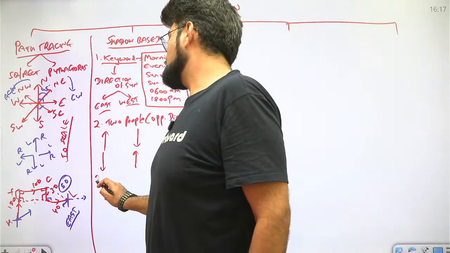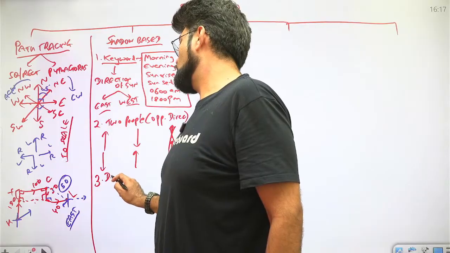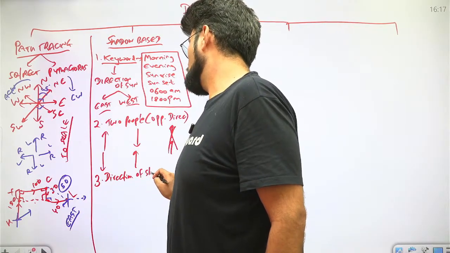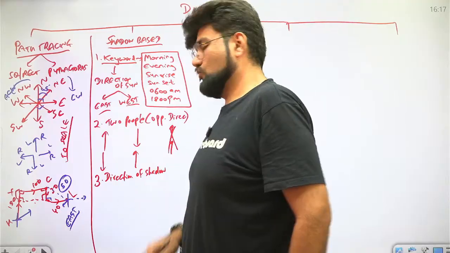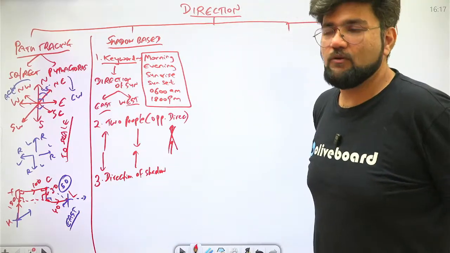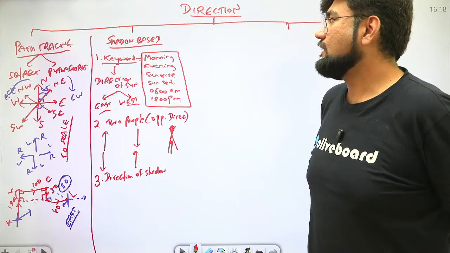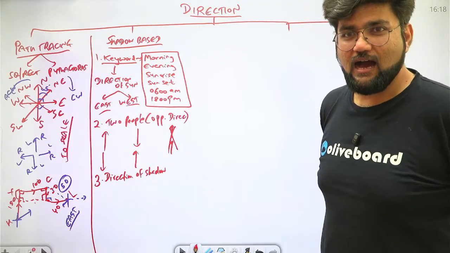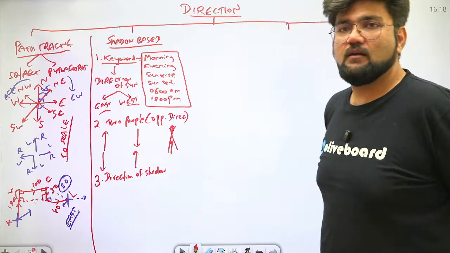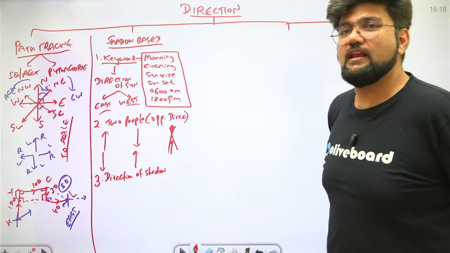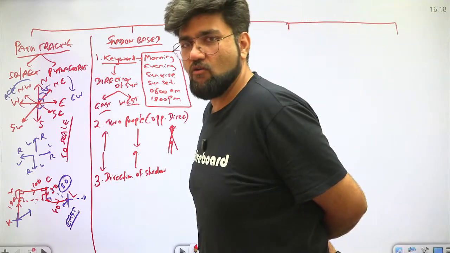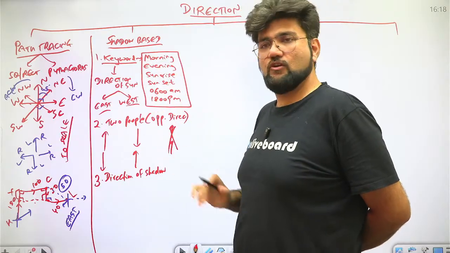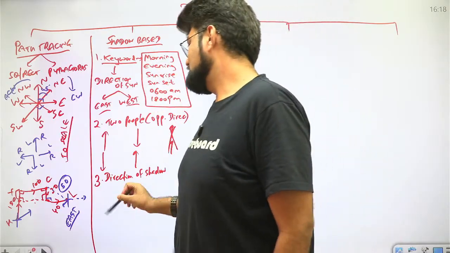The third set of information will give you the direction of shadow. This will be given to you. For example, I'll formulate a question for you. Let's say early in the morning, two people, A and B, are sitting with their backs towards each other, and the shadow of A falls to the left of B. Shadow of A falls to the left of B. So these are all informations given to you. Finally, they will ask you the question.